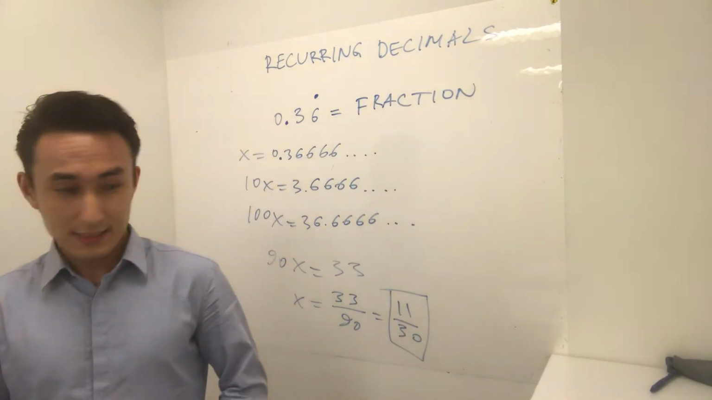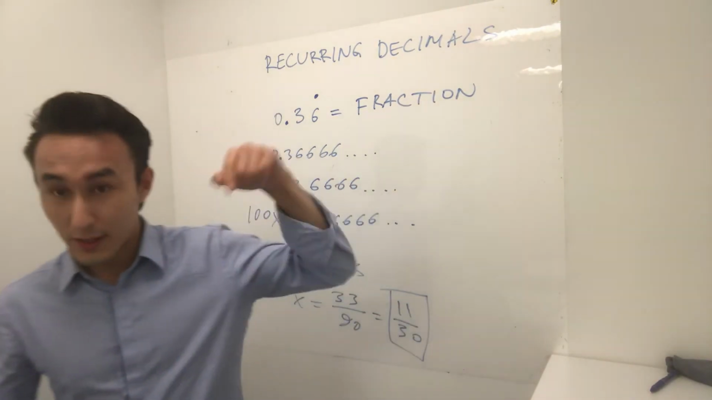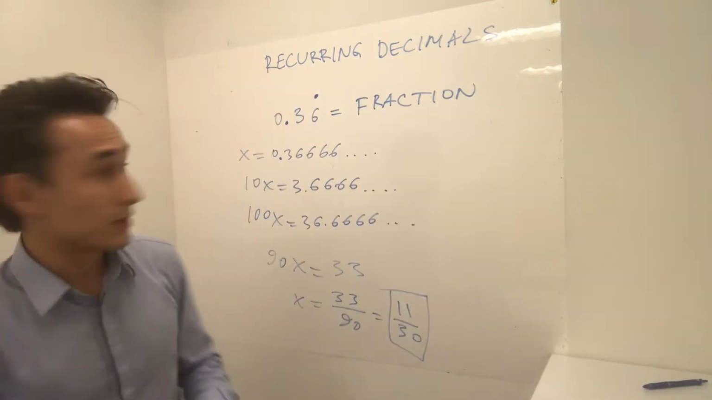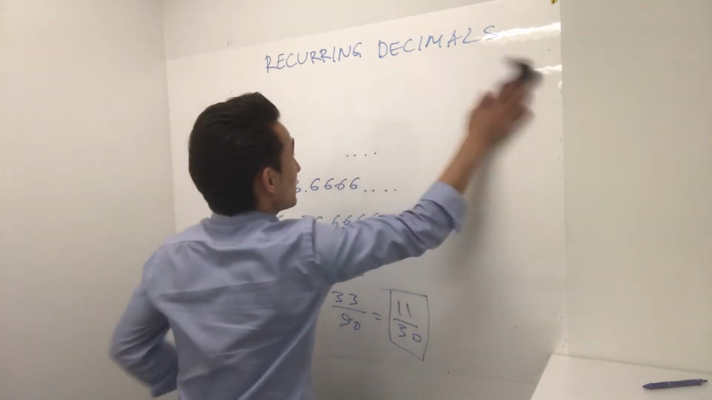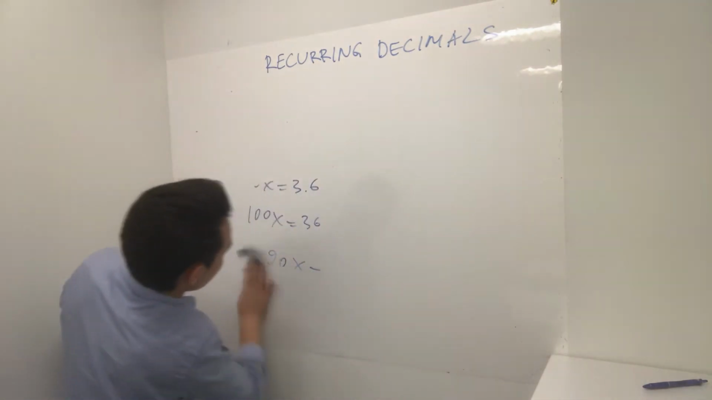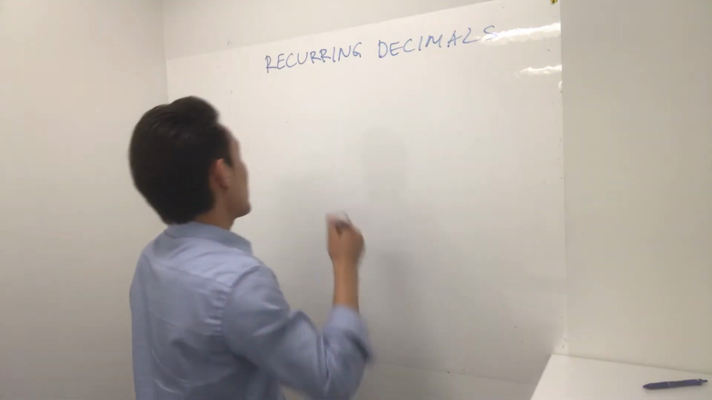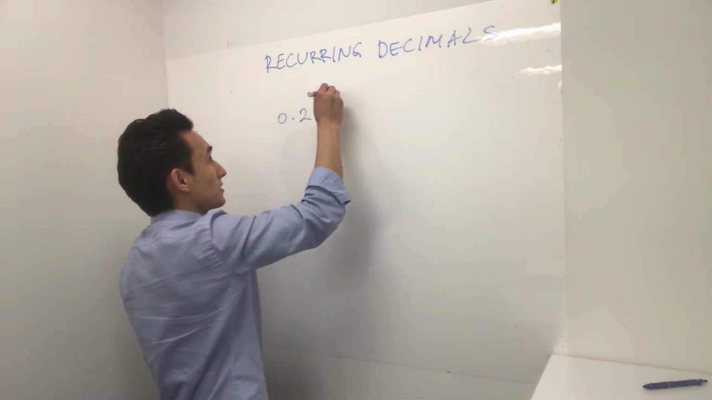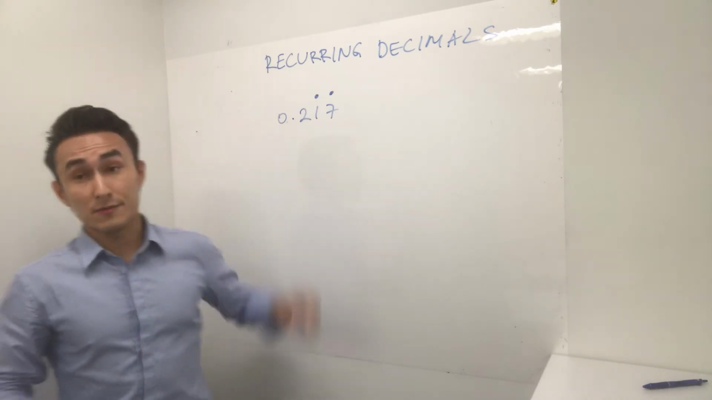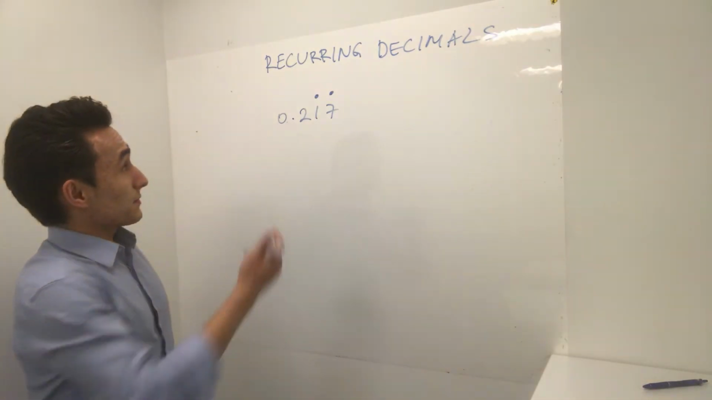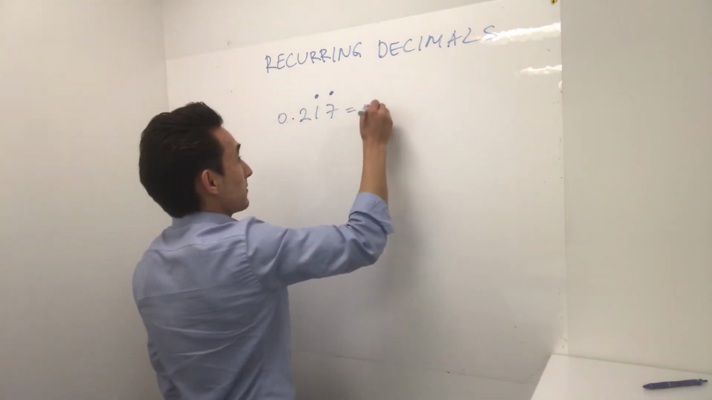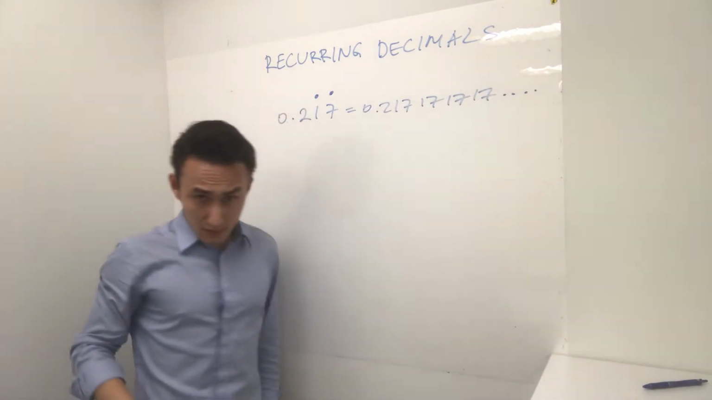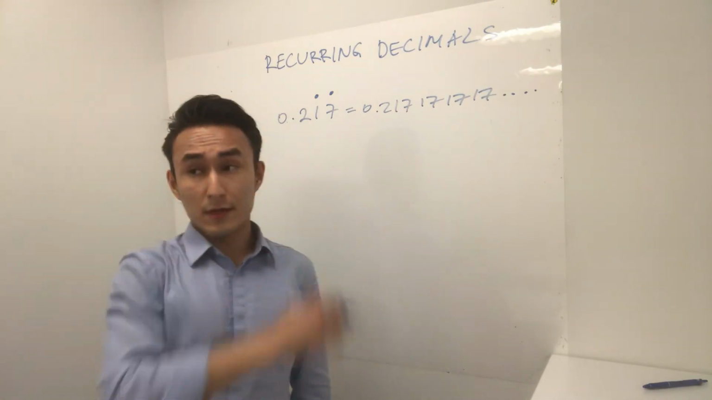This was quite fast, and if there are questions, leave them below in the comments and I can address them. Let me solve one more question of this type. Another question might be like this: write down 0.217, with a dot on top of the 1 and on top of the 7, as a fraction. What this means is 0.217, 17, 17, 17, and so on. 17 repeats an infinite number of times.